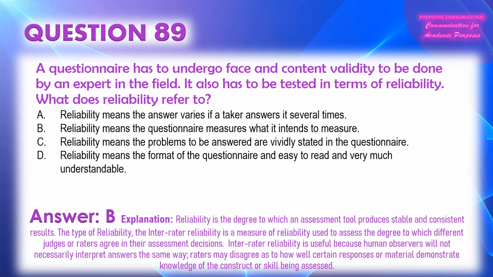The type of reliability, the Inter-rater Reliability, is a measure of reliability used to assess the degree to which different judges or raters agree in their assessment decisions. Inter-rater Reliability is useful because human observers will not necessarily interpret answers the same way. The raters may disagree as to how well certain responses or material demonstrate knowledge of the construct or skill being assessed.